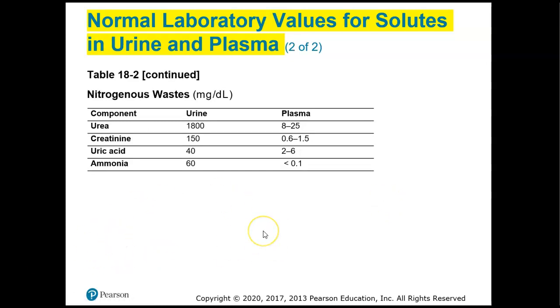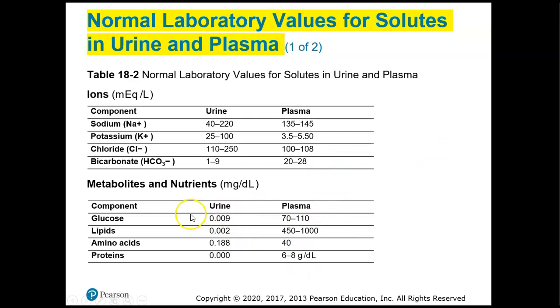And these are normal laboratory values for the nitrogenous waste. Of course, it's really, really high for urea and definitely higher for all of these wastes, urea, creatinine, uric acid, ammonia, than what you would find in the plasma, because they are waste and they would be toxic if they built up in the plasma. But the main thing I would just say is to know that your nutrients, glucose, lipids, amino acids, and proteins, especially glucose, lipids, and proteins, you expect those values to be 0 in the urine.